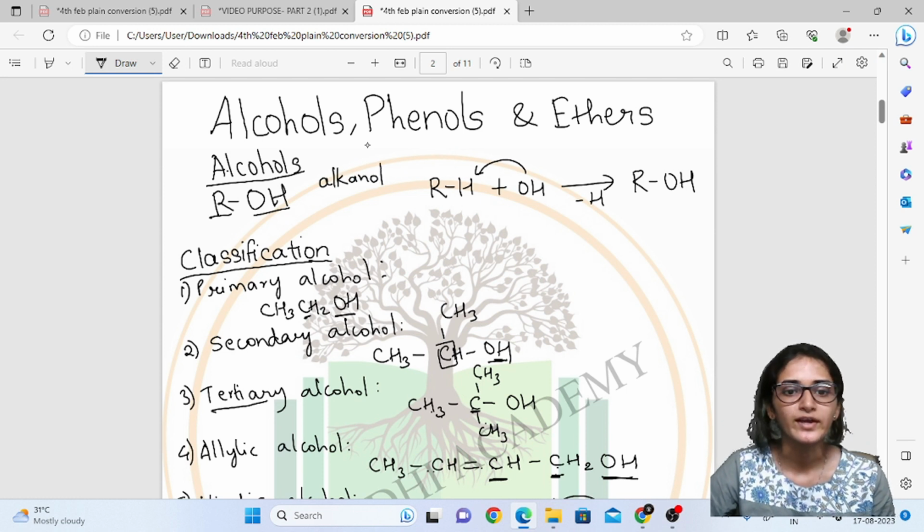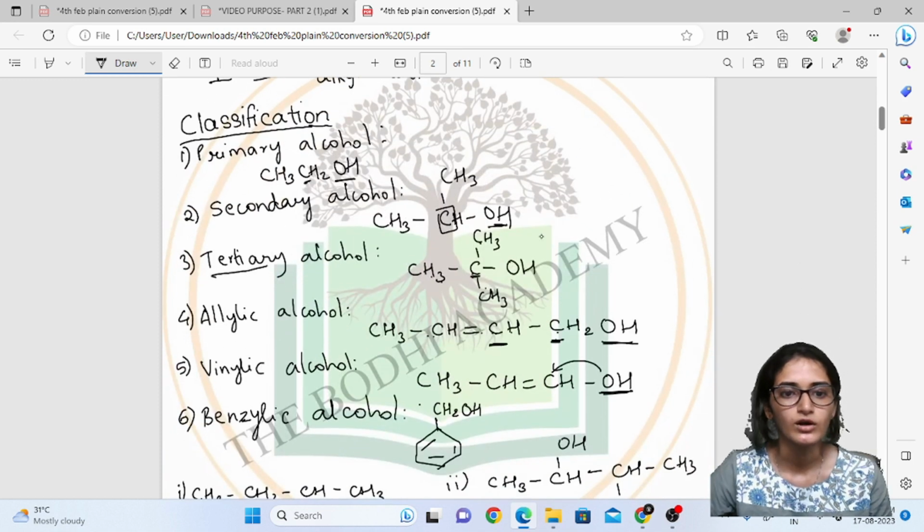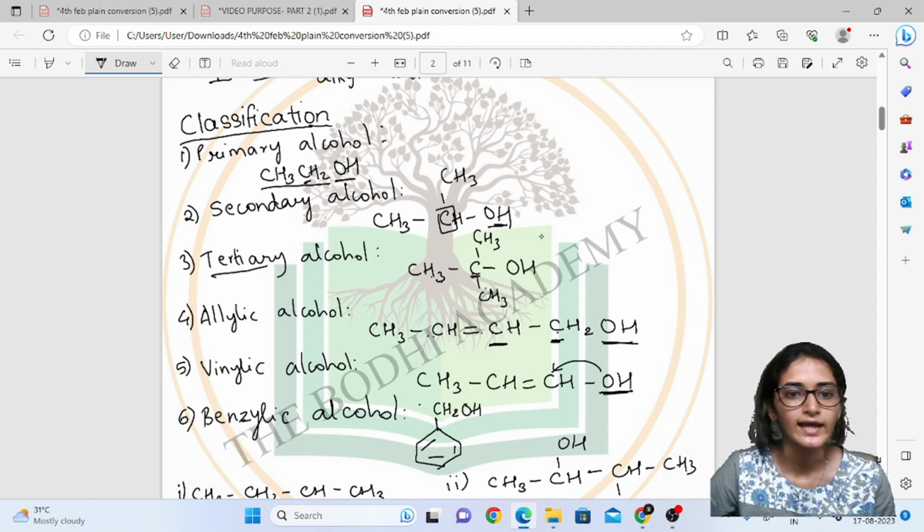According to IUPAC nomenclature, this is called alkanol, and according to the common name, we call it alkyl alcohol. Since we use the secondary suffix for alcohol, all the names of alcohol will end with "ol". Let us take the first example here, that is primary alcohol. Here we have taken an alkyl group having 2 carbons, which we call ethane.